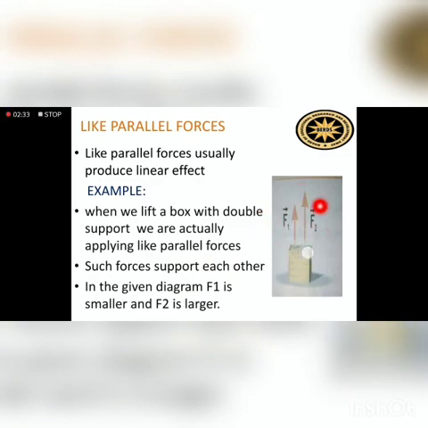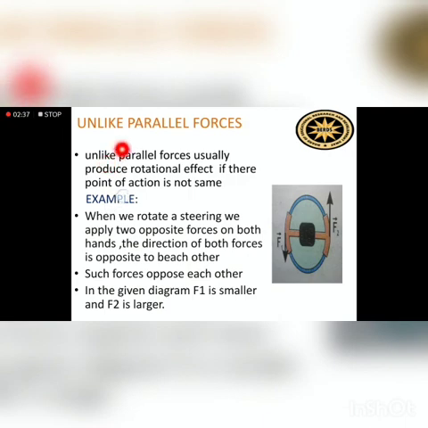Now, unlike parallel forces usually produce rotational effect if the point of action is not the same. Here there are two forces, F1 is downward and F2 is upward. The point of action of F2 is this one and the point of action for F1 is this one. So both are different from each other, hence it will produce rotational effect. When we rotate a steering wheel, we apply two opposite forces, one on each hand. The direction of both forces is opposite to each other. Such forces oppose each other, and in the given diagram F1 is smaller and F2 is larger.